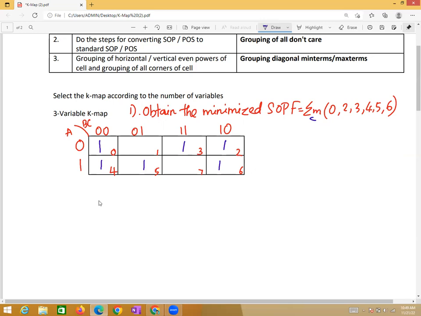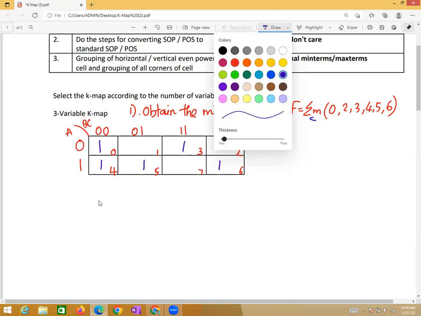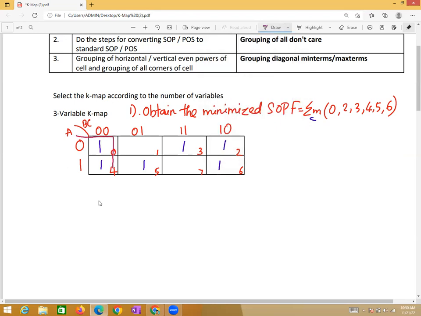The foremost important thing in grouping is that we have to group as maximum as possible. Since it is a 3 variable K map, we first try to see if grouping of any 4 cells is possible. Yes, this grouping of 4 cells is possible here. Consider this your group number 1.